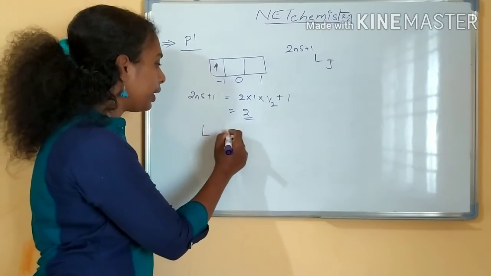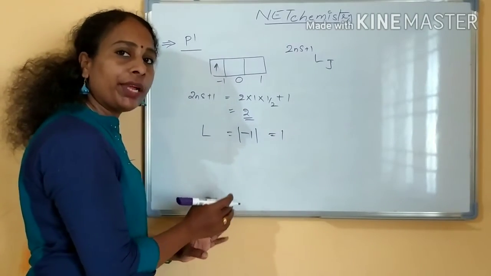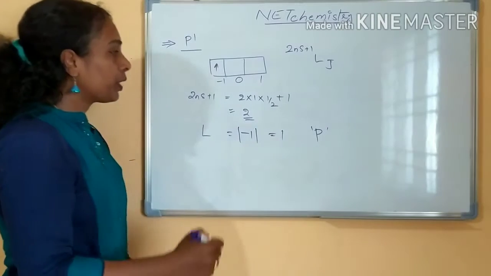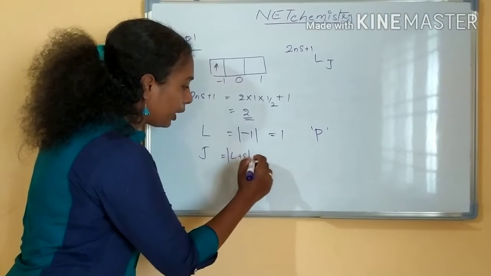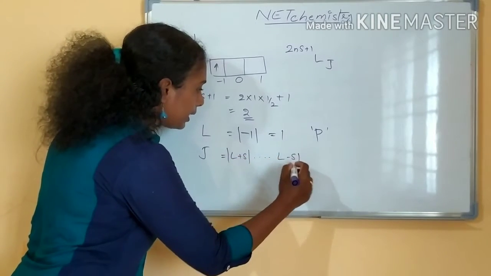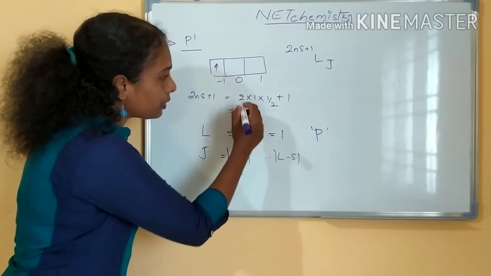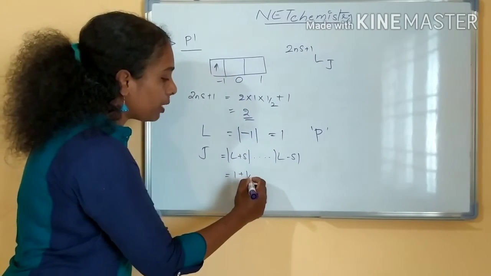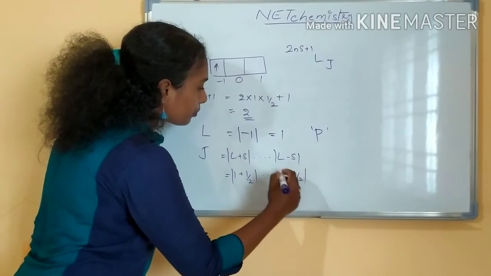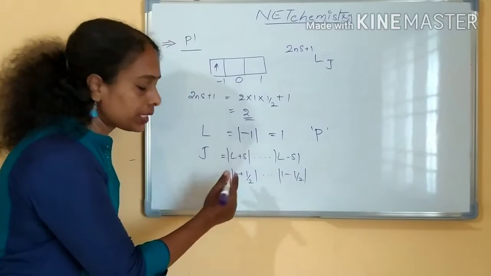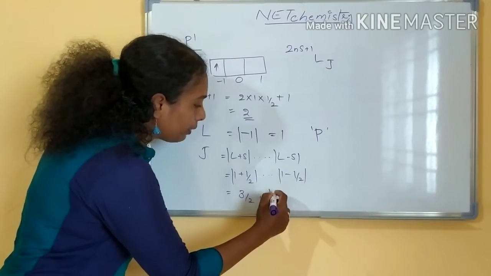The next is the L value. What is the L value here? You will be getting 1. So if L is equal to 1, the L value will be P, right? Then the next is the J value. L plus S to L minus S, you know. What is the L value here? 1. And what is the S value? Only one electron is there, so 1 plus 1 by 2 to 1 minus 1 by 2. 1 plus 1 by 2 is nothing but 3 by 2, and 1 minus 1 by 2 you will be getting 1 by 2.